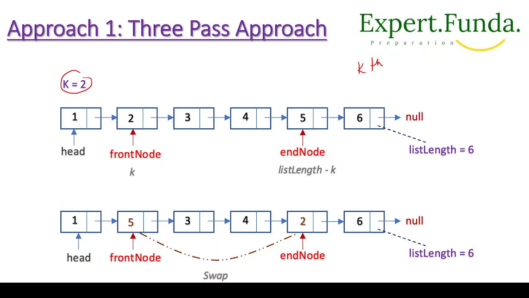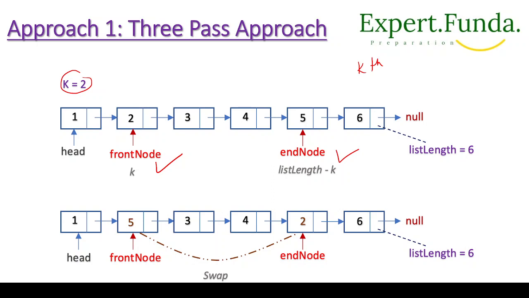As you can see, this is the head. So the front node will become this one, and the end node will become this one. In this way, we'll take 2 pointers and do the swapping. How we'll do that, we will see later, but first we have to understand this.